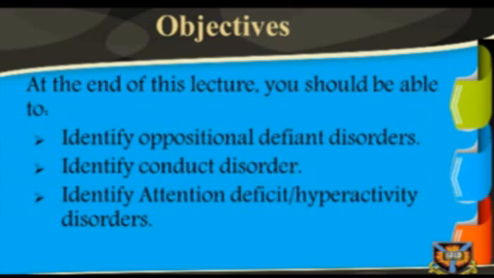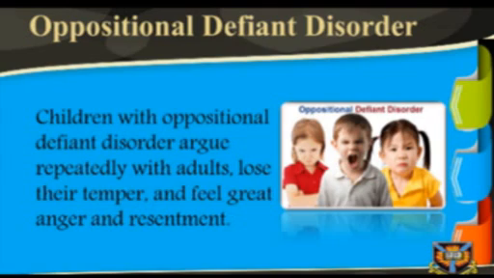Content. Oppositional defiant disorder. Children with oppositional defiant disorder argue repeatedly with adults, lose their temper, and feel great anger and resentment. They often ignore adult rules and requests, try to annoy other people, and blame others for their own mistakes and problems. Between 2 and 16% of children display this pattern, APA 2000.